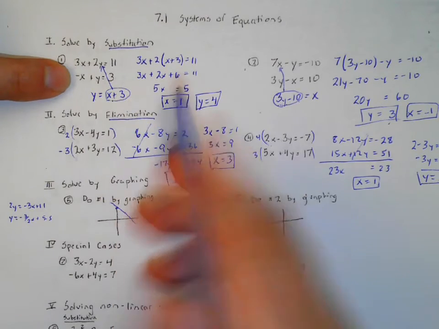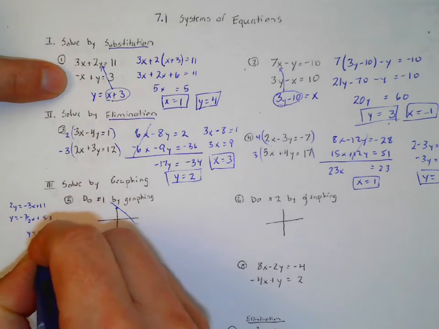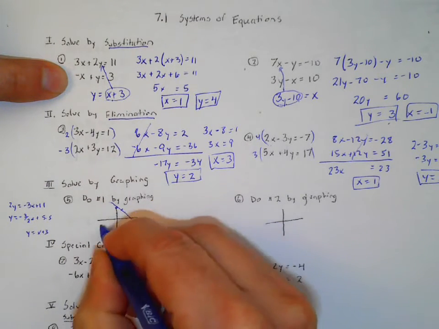Okay, this one here would be y is equal to x plus 3. So you start at 3, go up 1 over 1, you get your graph.